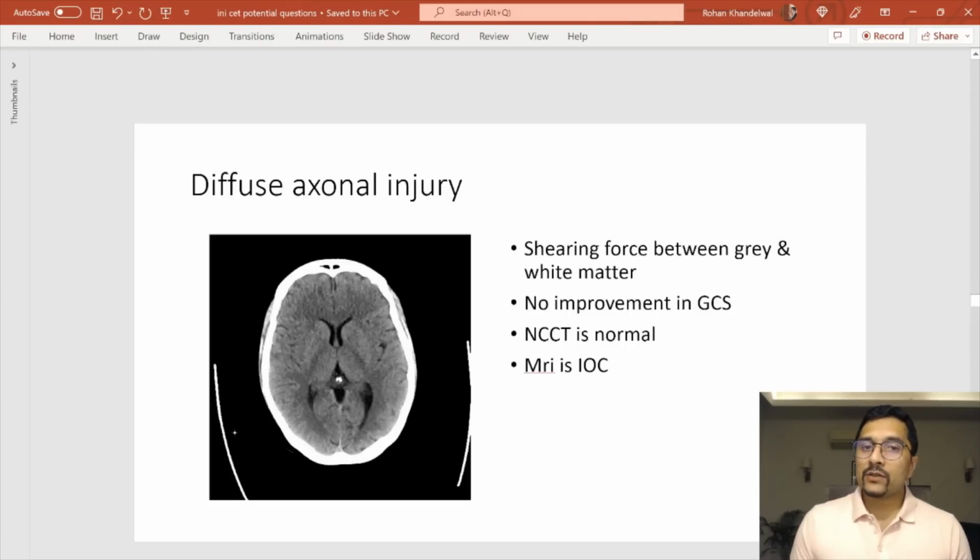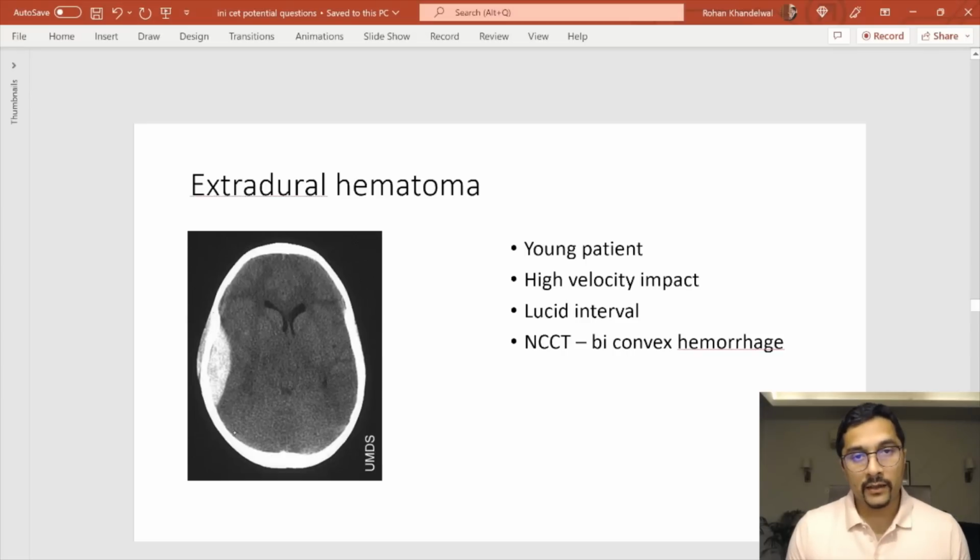Head injury scenarios are also frequently asked. Diffuse axonal injury, I've listed the key words which you need to know. In diffuse axonal injury, you will get a shearing force between grey and white matter. There will be no improvement in GCS. NCCT will be normal, and investigation of choice would be MRI.